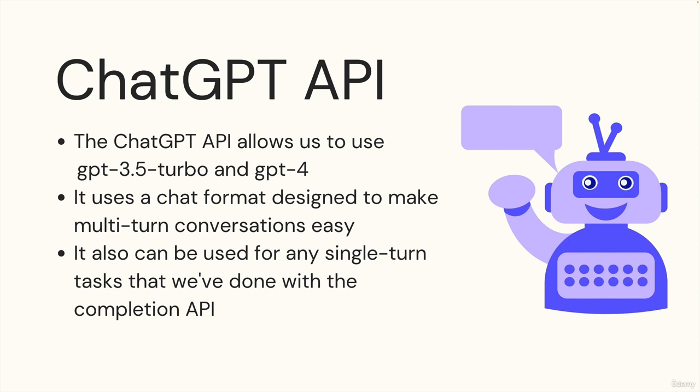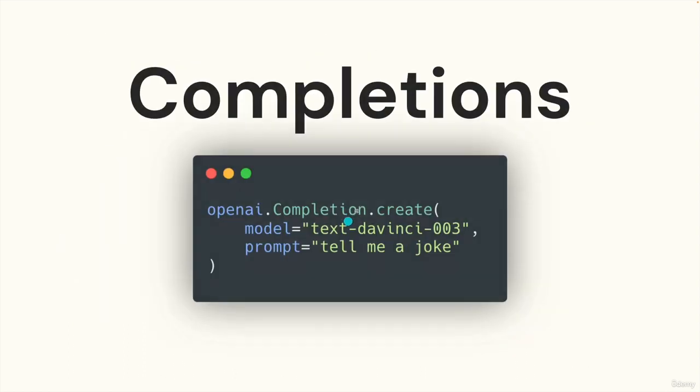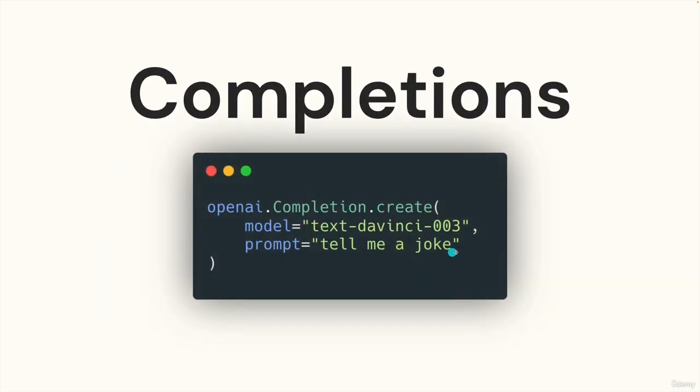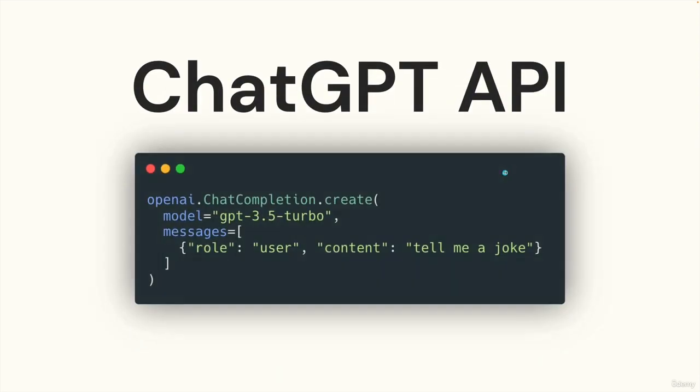Even if I just want to rewrite an existing completion query, something like this, where I'm asking it to tell me a joke, model is Text DaVinci 003, how do I do that using the ChatGPT API? Well, it's a little bit different. Using the Python client, it looks like this.